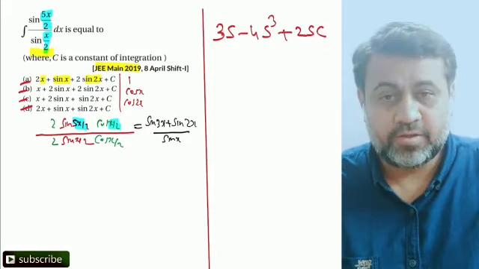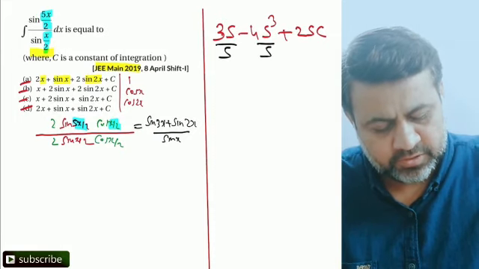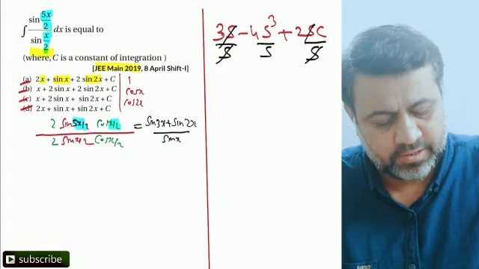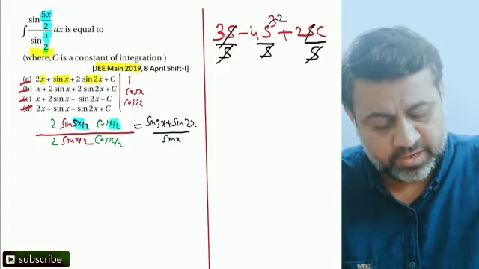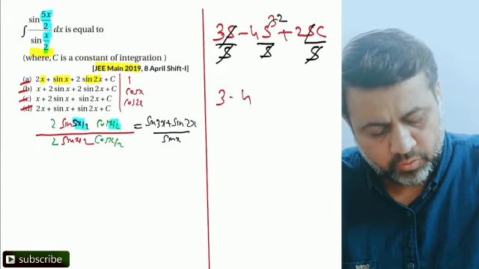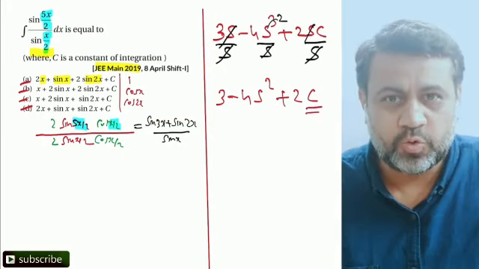Now everywhere we will divide by sin x. Sin x is getting cancelled here, and sin x is getting cancelled here. Sin cube x upon sin x will give me sin square x, right? So we get 3 minus 4 sin square x plus 2 cos x. So we got 2 cos x.